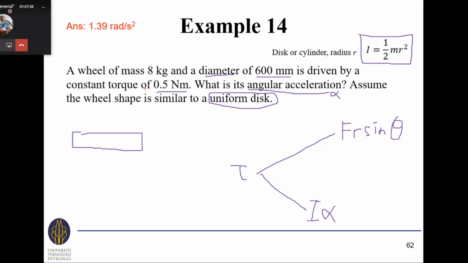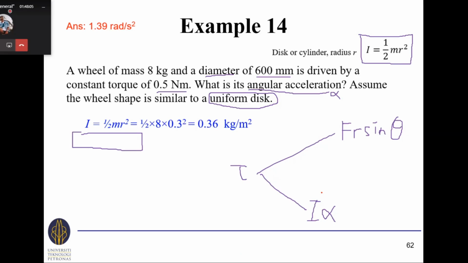So right now, the information given is the mass, diameter, and also the torque. You are calculating for angular acceleration. So basically, you cannot use F r sine theta because you don't have the F there, and you don't have the angle either. How can you calculate for that? Okay, you can use I alpha, but calculate for the I first, which is half mr square.